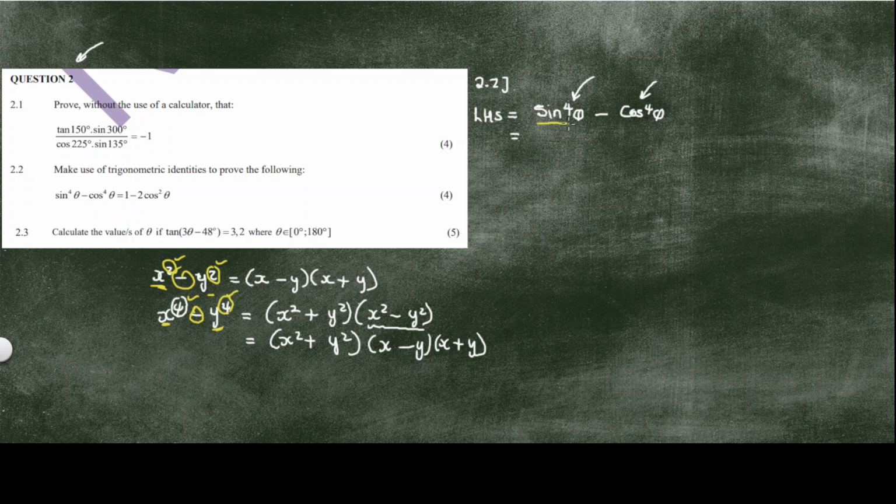So now we have that case. We're going to do the same thing. We're going to have a sine squared theta plus sine squared theta, open bracket, then we have a sine squared theta minus cos squared theta, equal to, we just factorized.